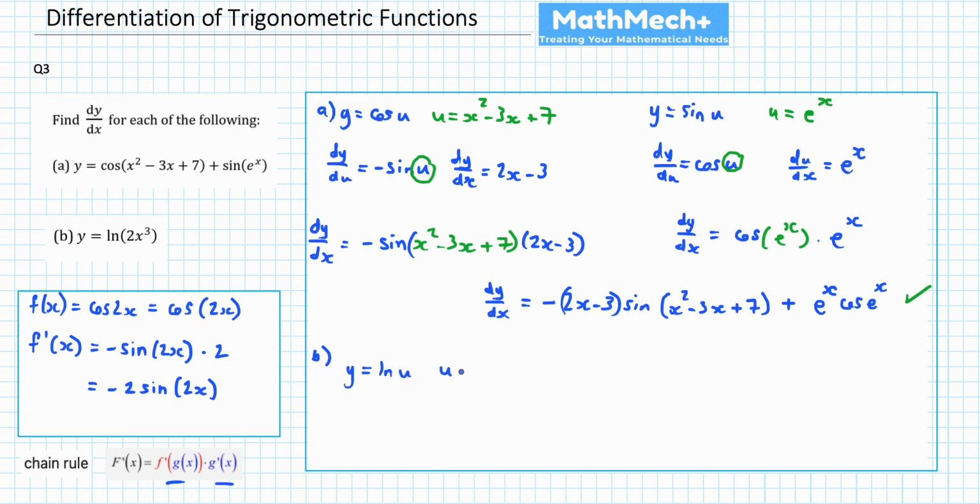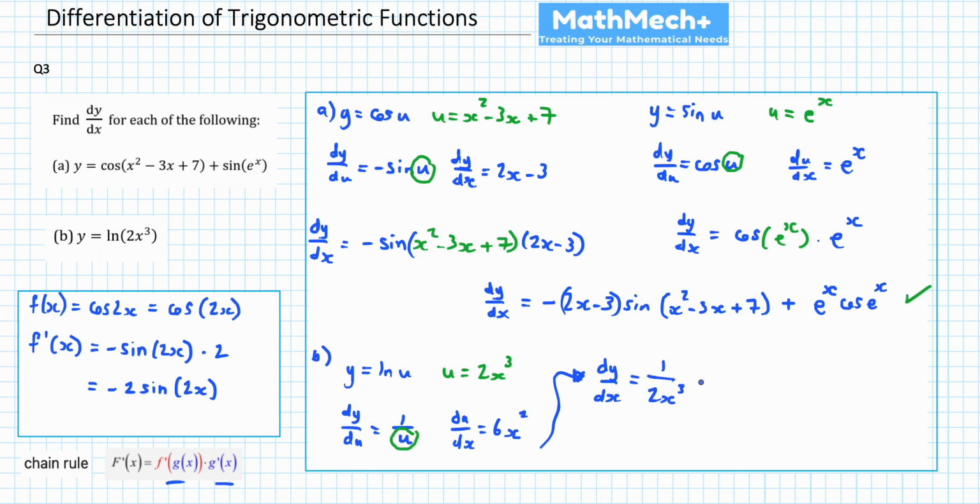The next one is actually a natural logarithm, just to show another idea in these kinds of questions. Same kind of thing. So we're replacing the ln of 2x cubed with u. The derivative of the natural logarithm is of course 1 over x, in this case 1 over u. And we've also got the derivative of the inside part, 6x squared. So again 1 over u, which is 2x cubed, times 6x squared. And simplify that. You'll get 3 over x.